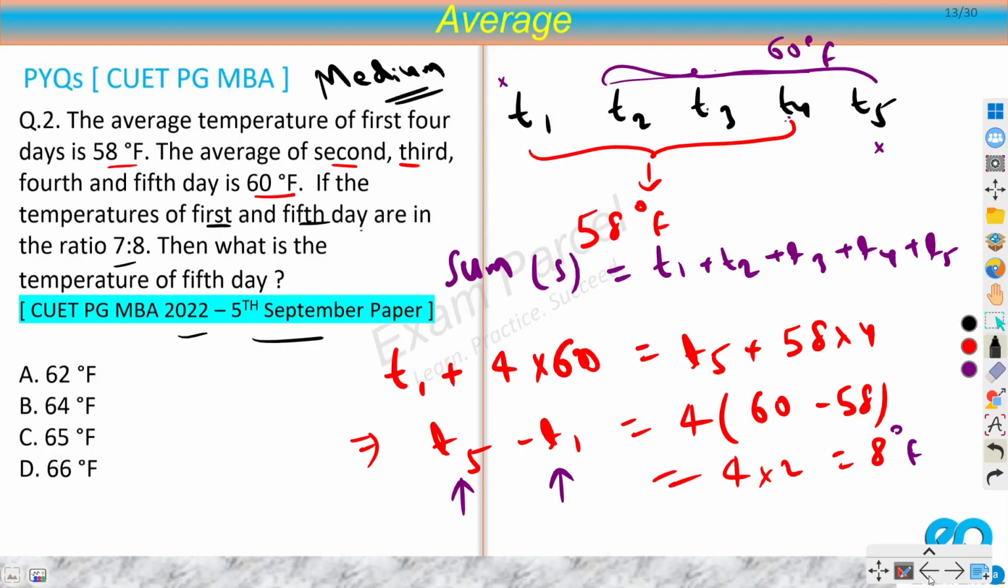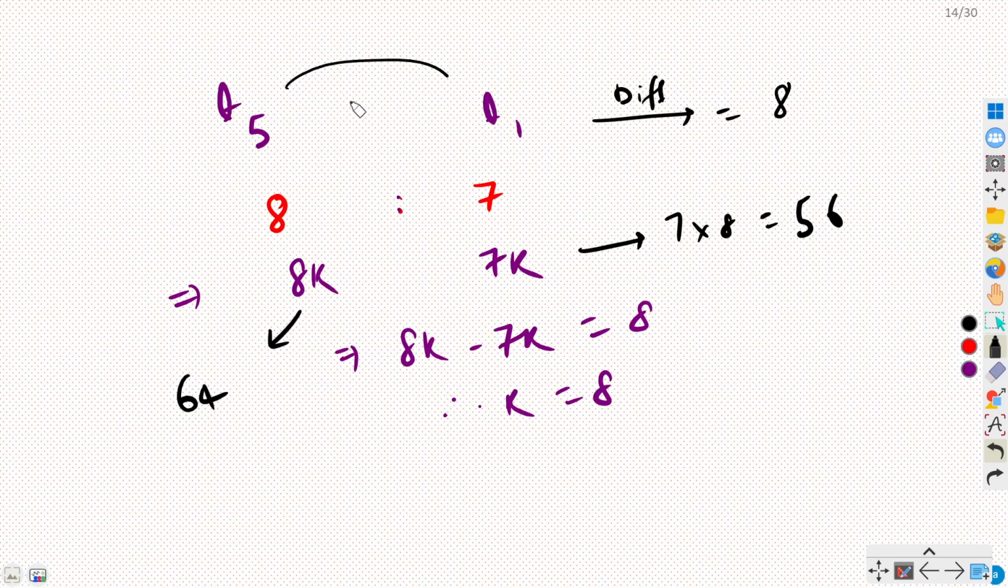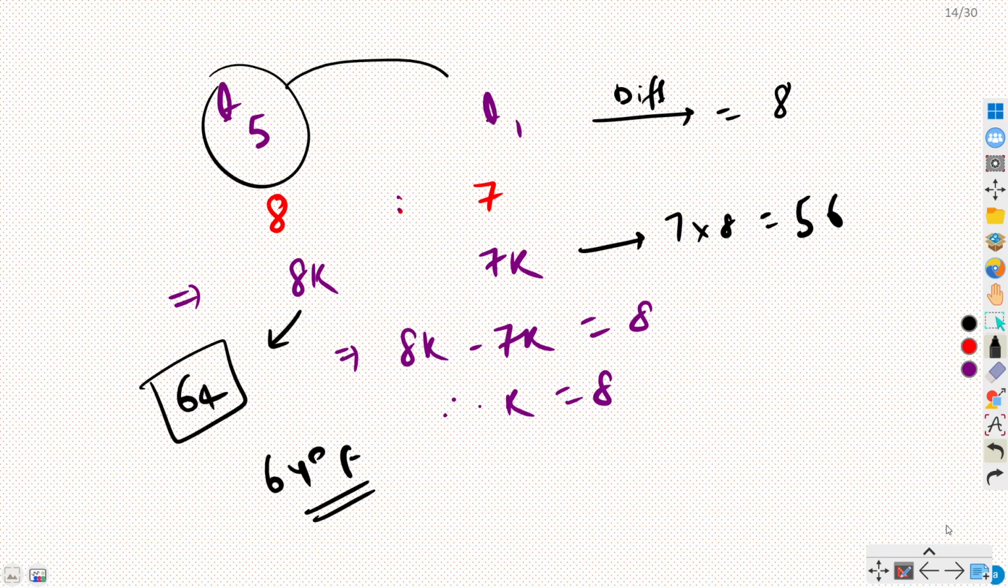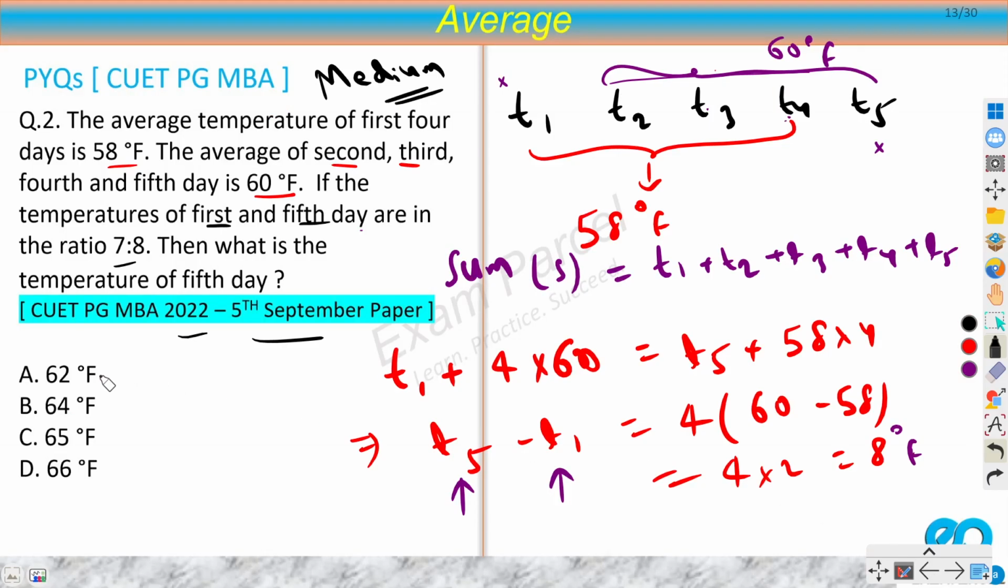Now what are we asked? We are asked for the temperature of the fifth day. So the temperature of the fifth day is T5, right? And we calculated T5 as 64. So 64 degrees Fahrenheit. Option B.